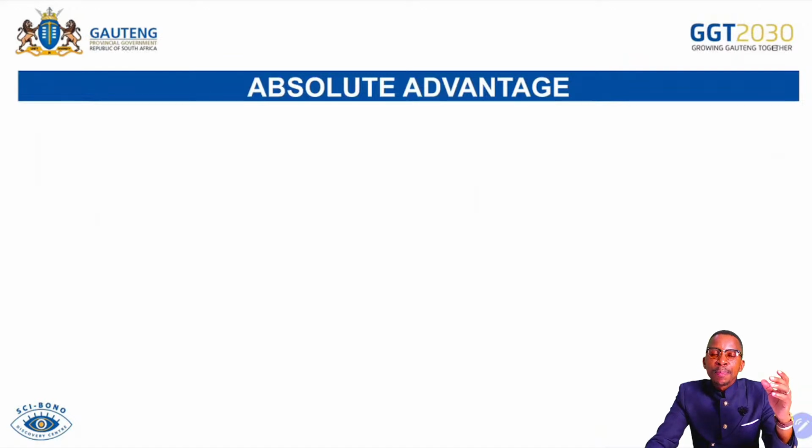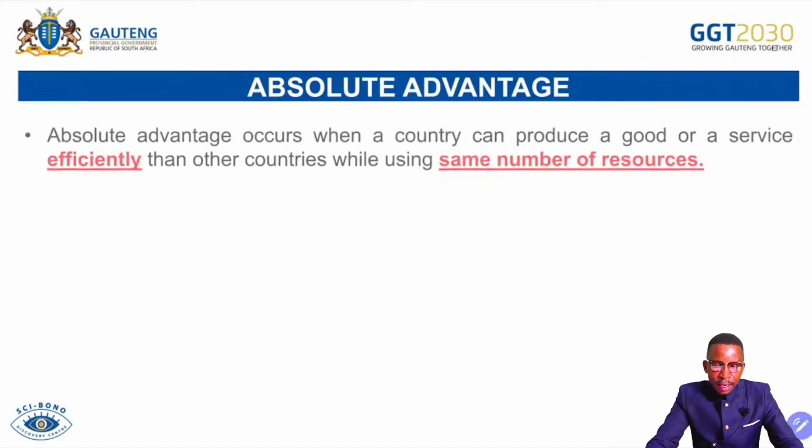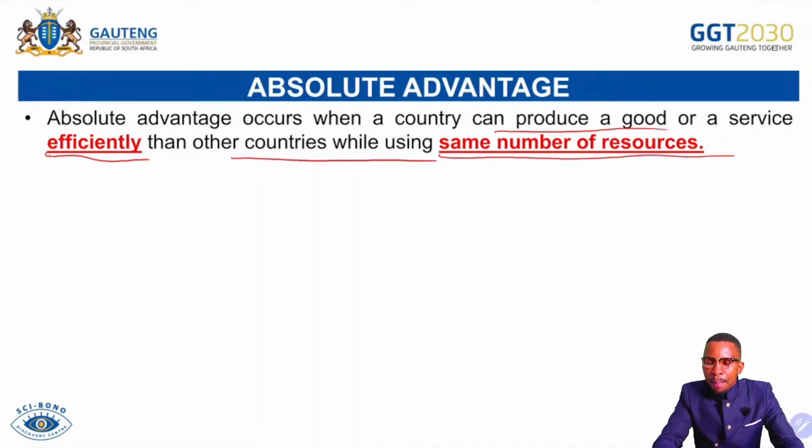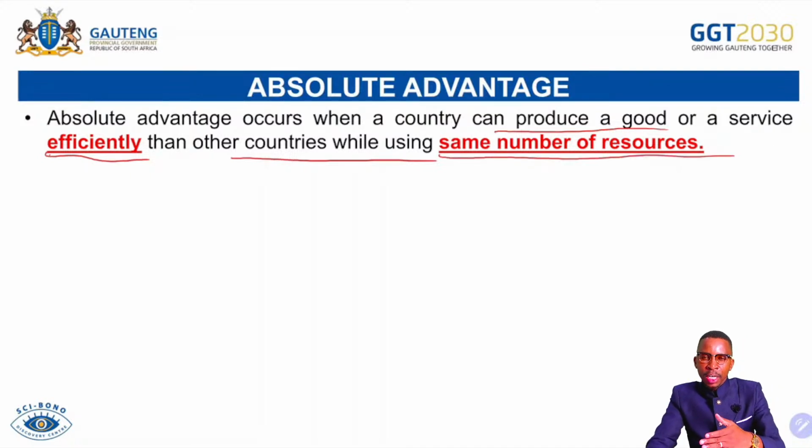Also, you must be able to give some examples of an absolute or comparative advantage. Absolute advantage occurs when a country can produce a good or a service more efficiently than other countries while using the same number of resources. So the example can be, we have South Africa, maybe also Nigeria. Maybe we are all producing wine. South Africa and Nigeria are given 50,000 to produce the wine.